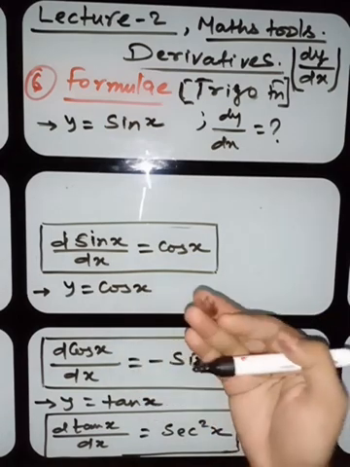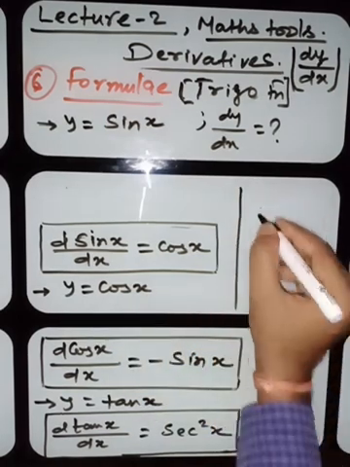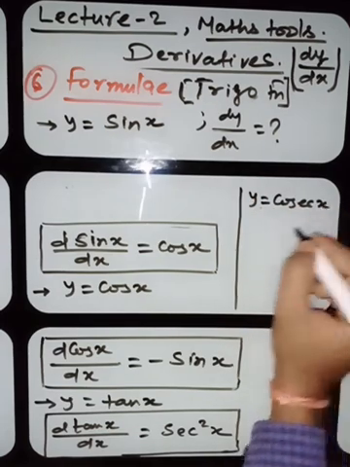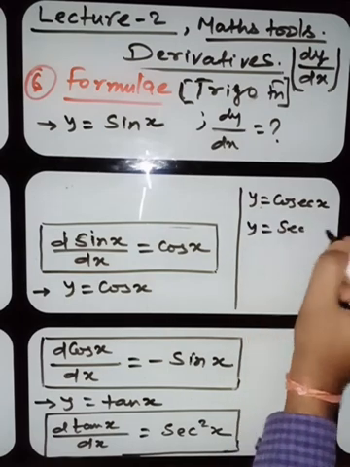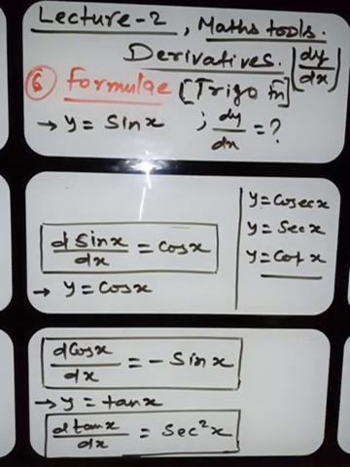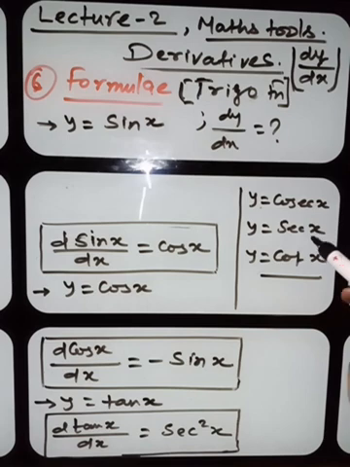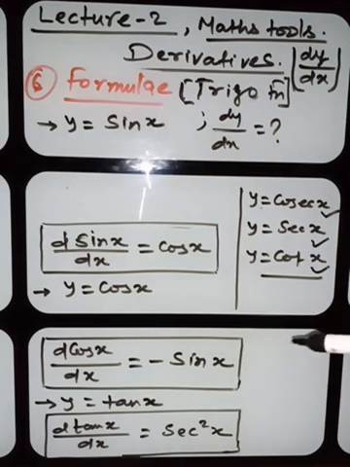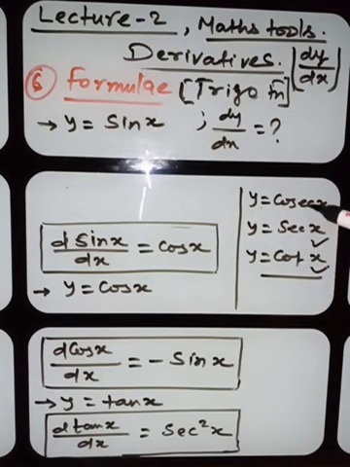Do you have more trigonometric functions? Yes. What are they? Sir, y is cosec x, y is sec x, and y is cot x. Okay, we will not remember the differentiation of these now, but we will derive the differentiation of these 3 after knowing formula number 7. All right. Now the next formula I'm giving you, I have left 3 trigonometric functions.